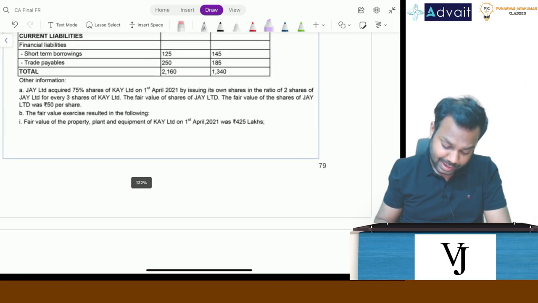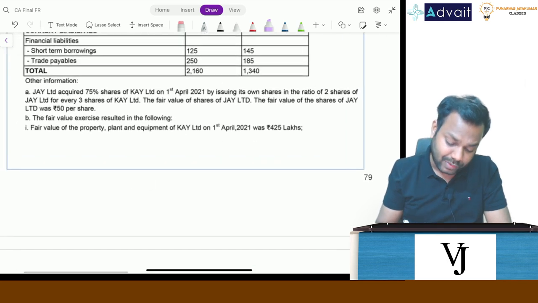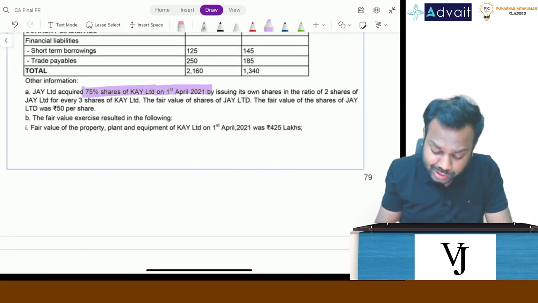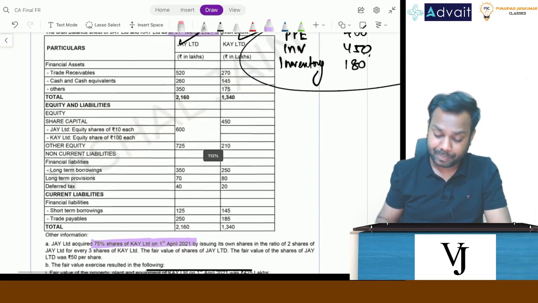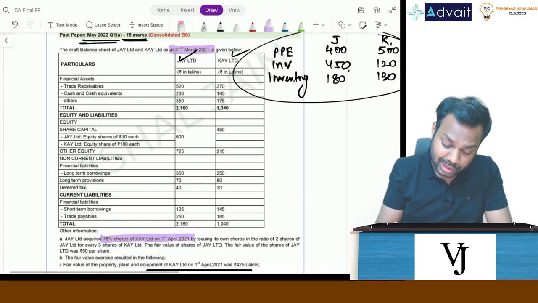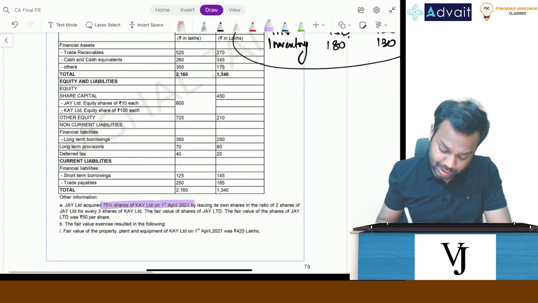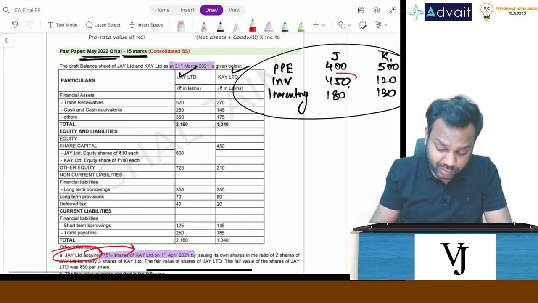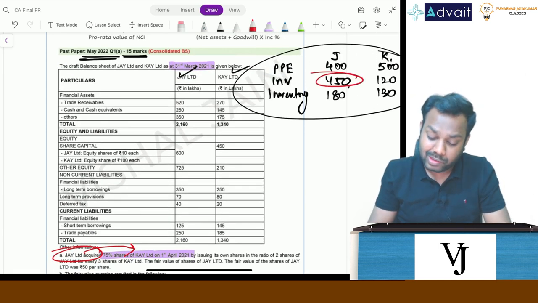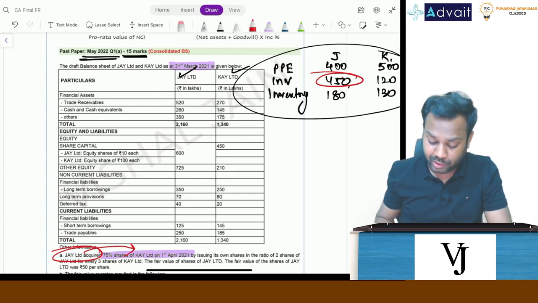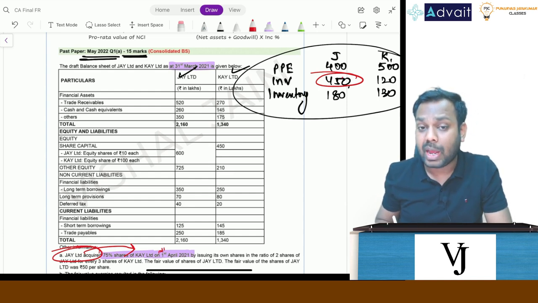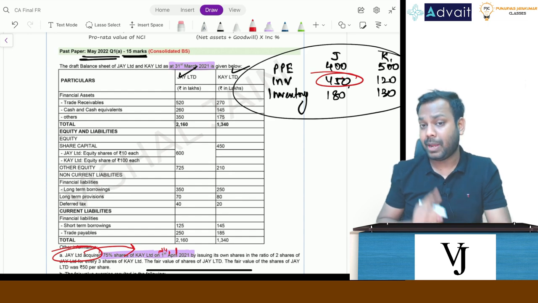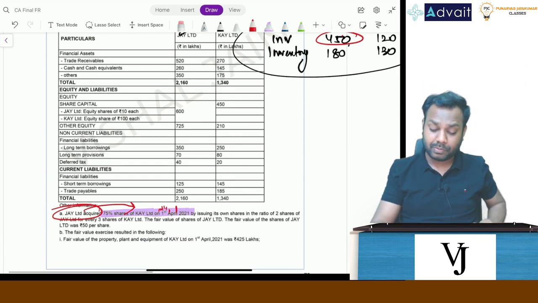Now, it says that J Limited acquired 75% shares of K on 1st April 2021. Guys, understand. This is 1st April 21, this is 31st March 21. Does that mean the investment done by J Limited in K Limited is recorded in this investment? No. Why? Because this investment is dated 31st March 21 and the investment is done on 1st of April 2021. I hope it is very much clear to all of you.